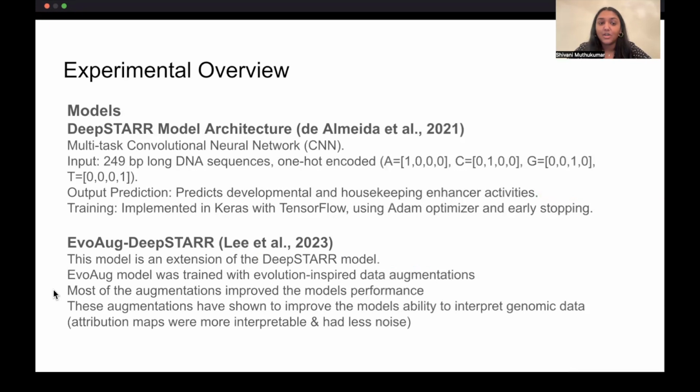The first being the DeepStar model, which is a convolutional neural network that predicts developmental and housekeeping enhancer activity, and the second being the EvoAug DeepStar model, which is an extension of the previous model but which is trained with evolution-inspired data augmentations that improve the model's performance.